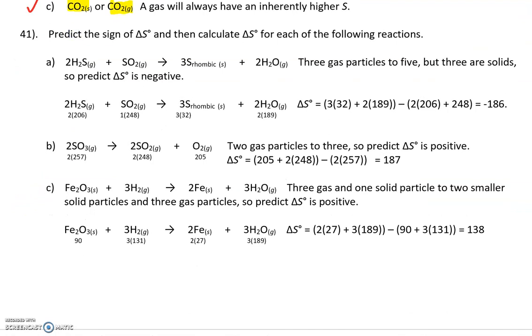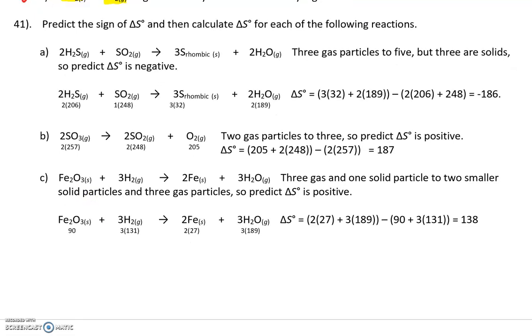Number 41 is asking us to predict the overall sign of delta S. And let's remember that for this type of equation, since it's also asking us to calculate delta S for each of these, that we're going to be using the equation sigma n of our products. You guys remember this one? Got this right on the very last day. Subtracting from that the sum of our reactants.